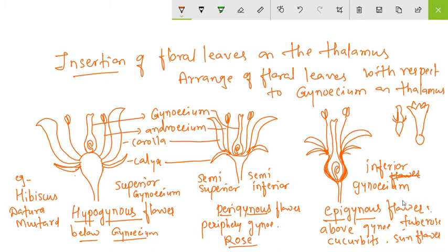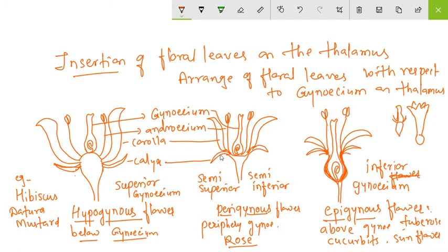ओके, so there are the three different types of the insertion. Insertion means the arrangement of floral leaves on the thalamus with respect to the gynoecium. gynoeciumच्या पोझिशन मध्ये बाकीचे फ्लोरल लीव्ह कसे अरेंज झाले, so that is known as the insertion. There are three different types of the insertions. Hypogynous, that means below the gynoecium all floral leaves they are present, so ori is superior.